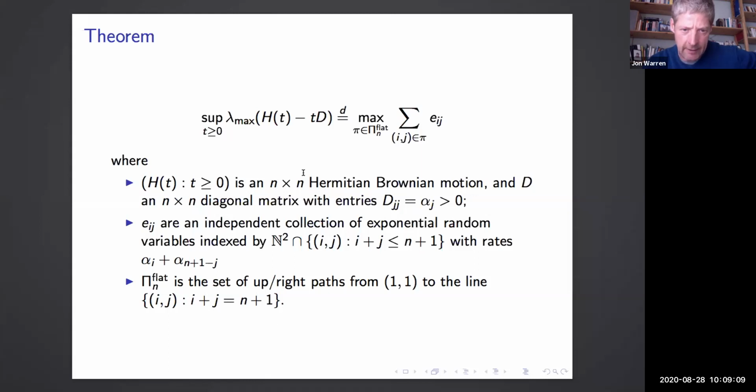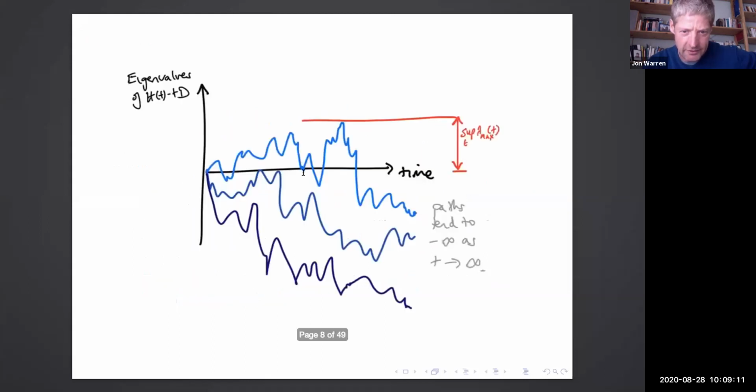So a couple of diagrams, roughly drawn pictures to illustrate the objects that we're talking about. So this is the eigenvalues of the Hermitian Brownian motion with drift. This is a process in T. I've drawn it with n equals 3. So there are 3 eigenvalues evolving in time.